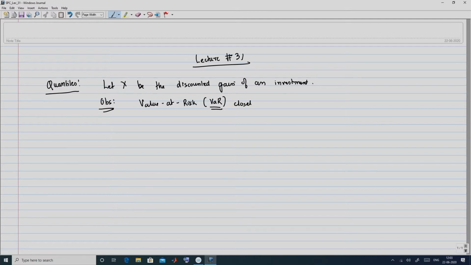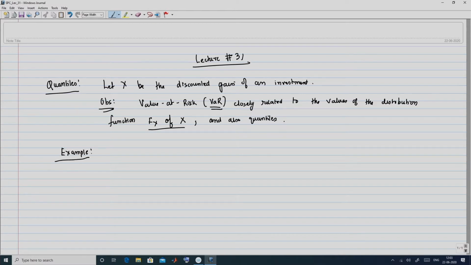This is closely related to the values of the distribution function. Recall that we had defined the distribution function in the first week of the course, and this distribution function was given by capital F subscript x of the random variable x, and also what are known as quantiles. Quantiles will be defined in terms of F x. So, let us begin with an example on distribution function.